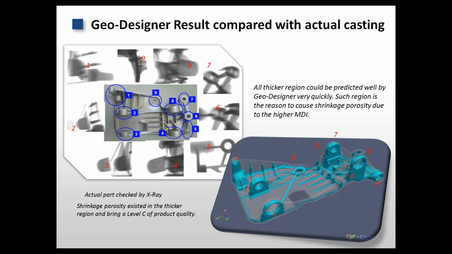are generated by the mass, which means if there is a mass in this region, there will be more heat and there will be more risk of solidification problems. So this is what we can do in Geo-Designer in a real case.